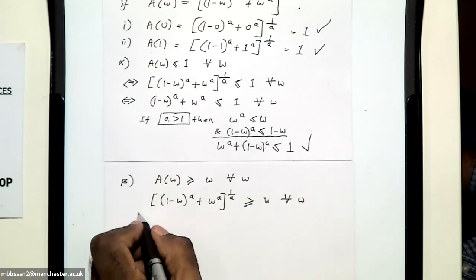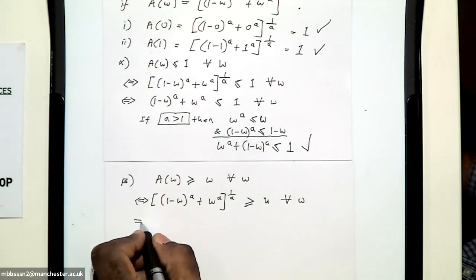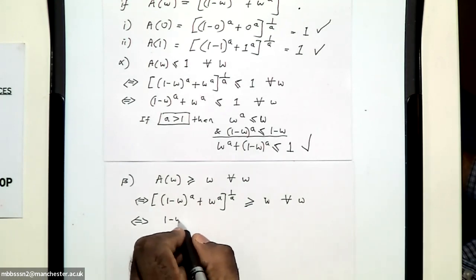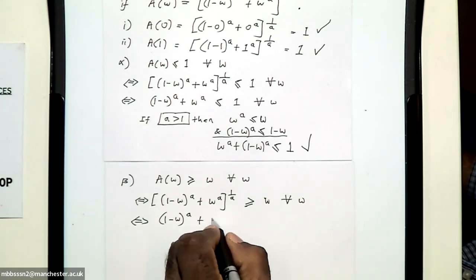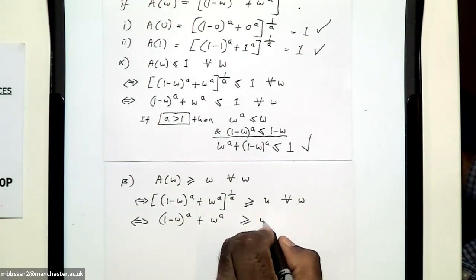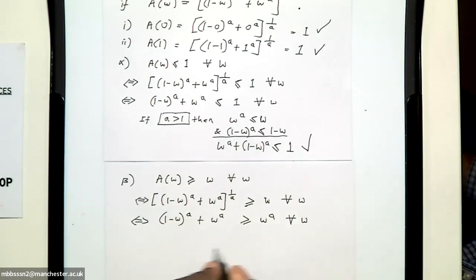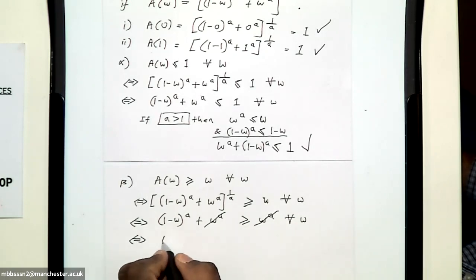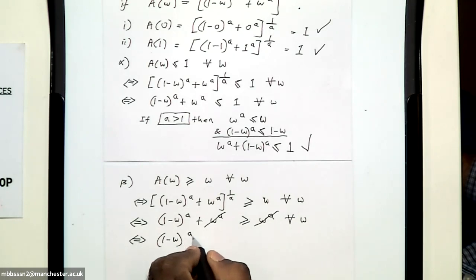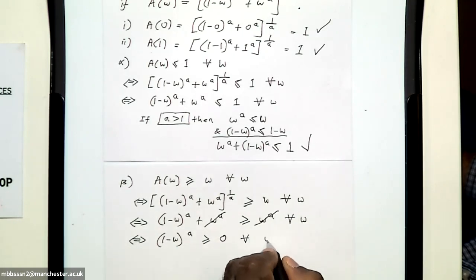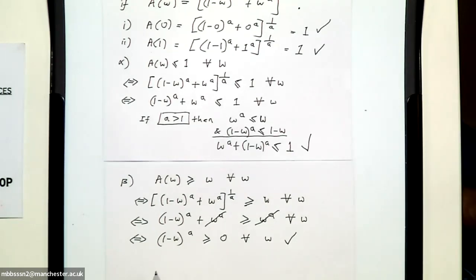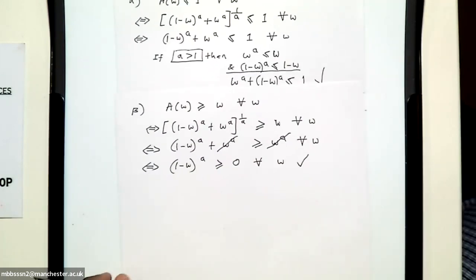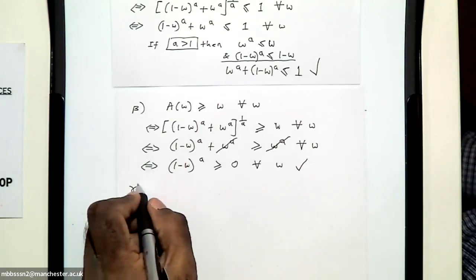and if you take the power of both sides, this will become, okay, and now these two guys cancel out. So this becomes, and this is clearly true because 1 minus omega is a number between 0 and 1, and a is a number greater than 1. So this is true for all omega. Now, let's do gamma.